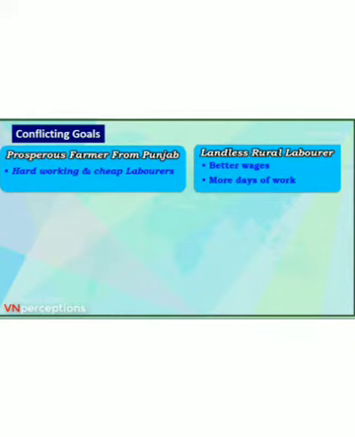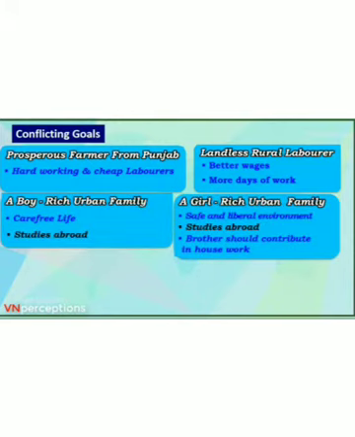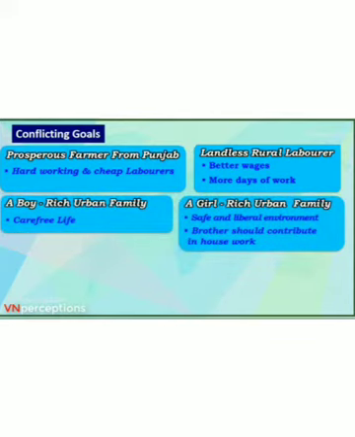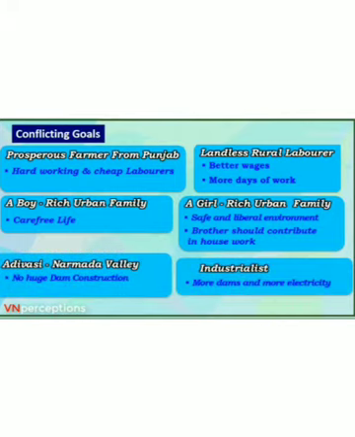Understood? Then a boy from a rich urban family and a girl from a rich urban family. One wants a carefree life, the other wants a safe and liberal environment. So both are different. Then third, Adivasis from Narmada Valley. They don't want a huge dam, but industrialists want more dams because that would be good for their industries. So these are examples of conflicting goals.